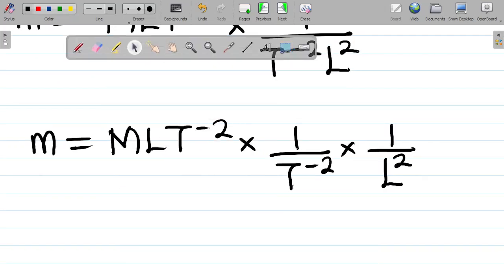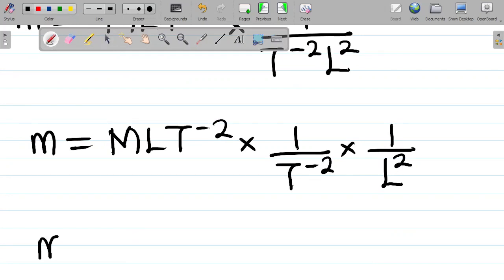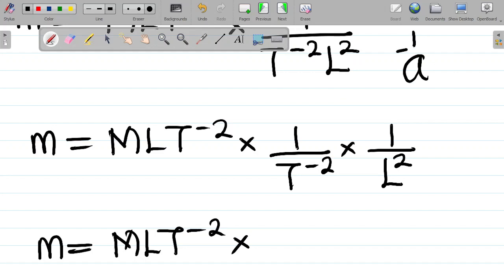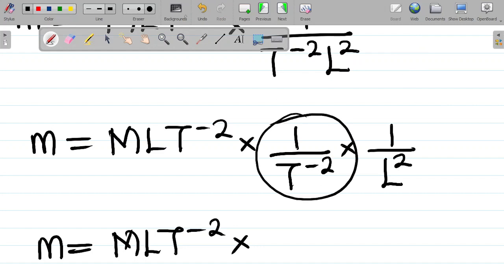Now at this point, M is equal to MLT to the power minus 2 multiplied by, now don't forget that if we have 1 over a, in index form this becomes a to the power minus 1. If you have 1 all over a to the power 3, this becomes a to the power minus 3, whatever power you have there. The concept here is very simple. If I have 1 all over, I will introduce a negative to the power.